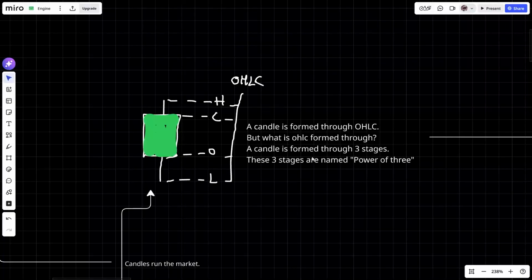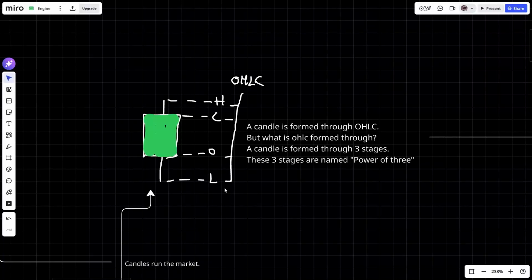A candle is formed through 3 stages. These 3 stages are named the power of 3. You've heard the power of 3 before. Many people give it different descriptions, but the reality is the power of 3 is just a system that forms a candle. If you think about it, when we open, that's your accumulation. Then we move lower, that's your manipulation. Then we go higher, that's your distribution, and then we have the close. All the power of 3 does is it forms a candle.